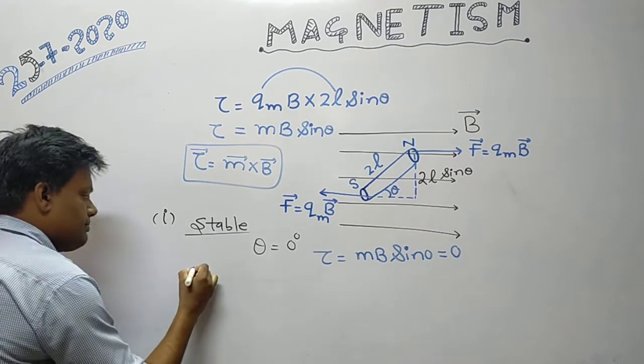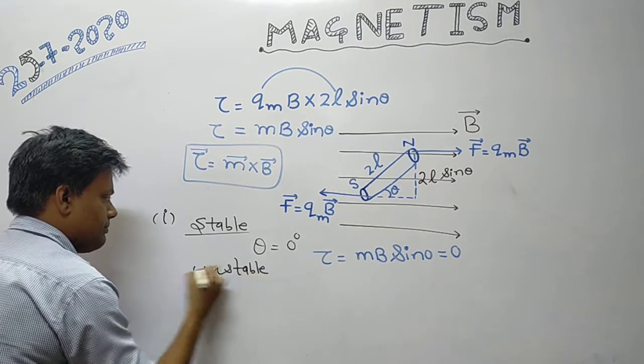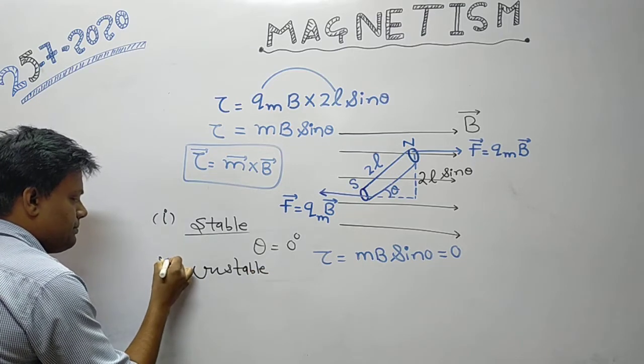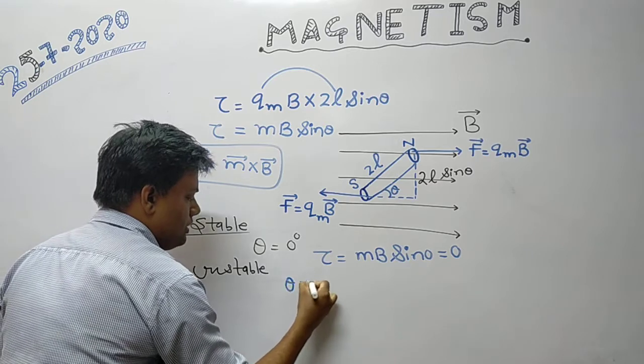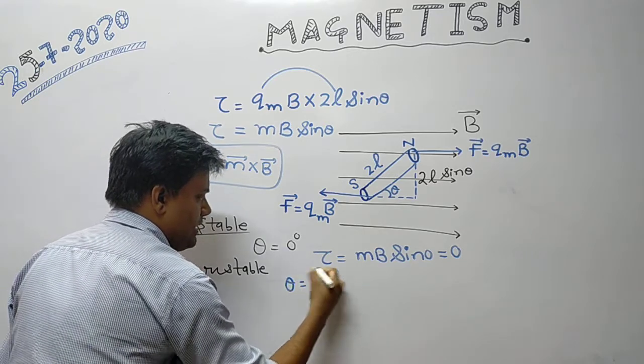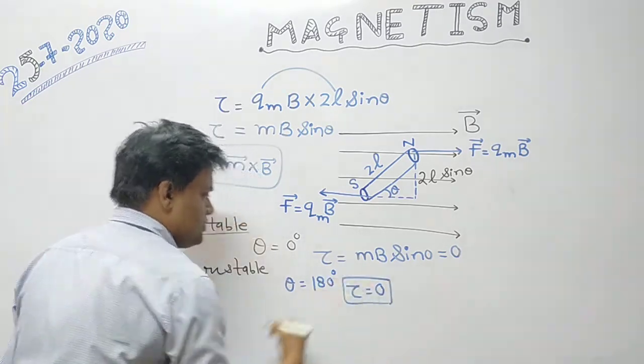Unstable position, this is number 2. Theta equals 180 degree, this is the anti-parallel situation. Again torque will be 0 because sine 180 equals 0.